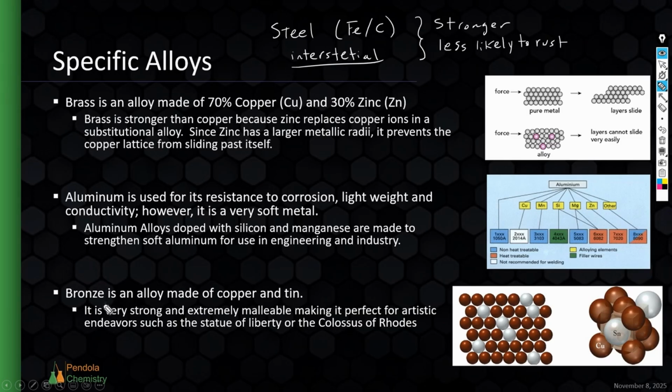But yeah, so now you know 3 different specific alloys, steel being the only interstitial one, and then brass and bronze being 2 substitutional alloys of copper, brass having copper and zinc, bronze having copper and tin. And you also know that aluminum is usually turned into an aluminum alloy whenever it is used in industry and engineering because it is a very soft metal.